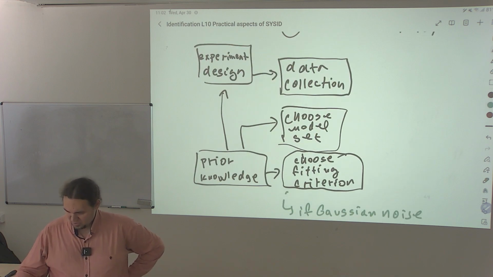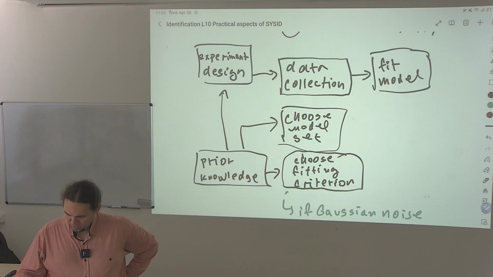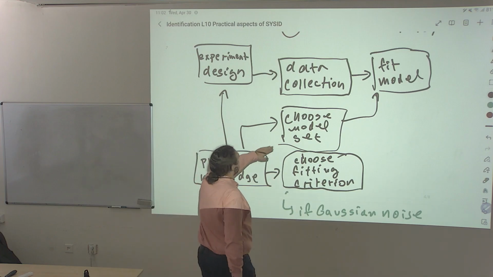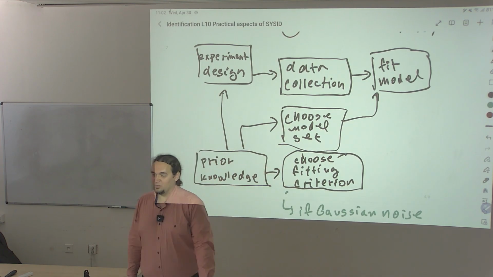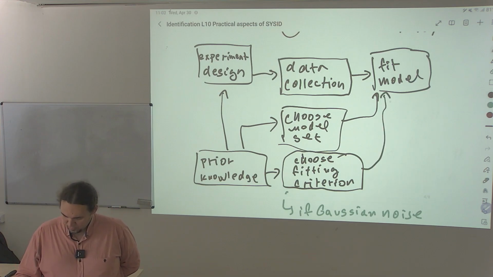Good. And now if we have these ingredients, we can finally calculate the fit or fit the model. Right, we need all these 3 ingredients. We need to know what model we are fitting to, what data we are fitting, and what we deem to be a good model.